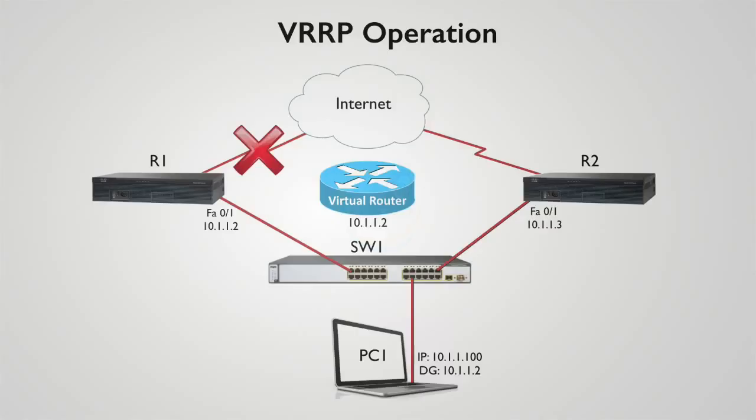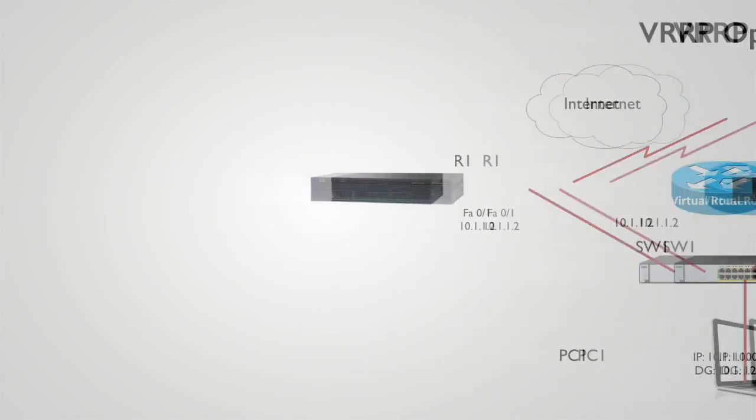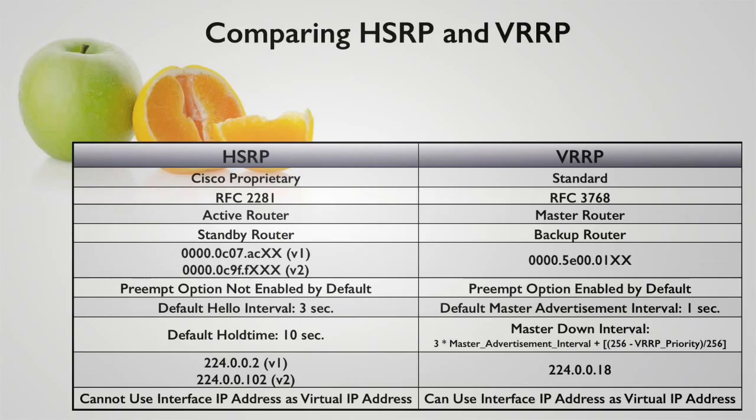So to better understand the differences between HSRP and VRRP, I thought we would do a side-by-side comparison. It's not really like comparing apples to oranges because there are so many similarities, but there are some specific differences that I want you to know about. We've already mentioned that HSRP is Cisco proprietary, while VRRP is an industry standard. If you want to read the technical ins and outs of these protocols, there's an RFC for each one of them that we have listed on the screen.